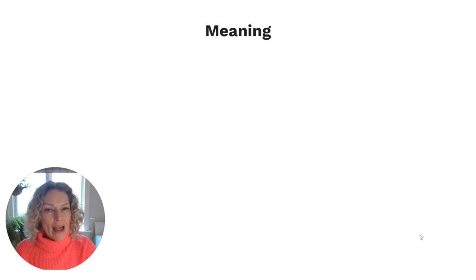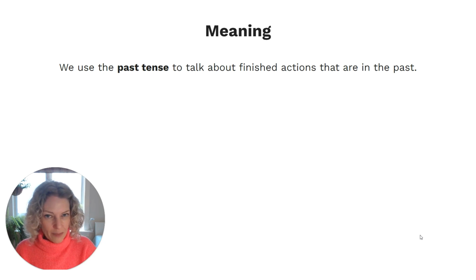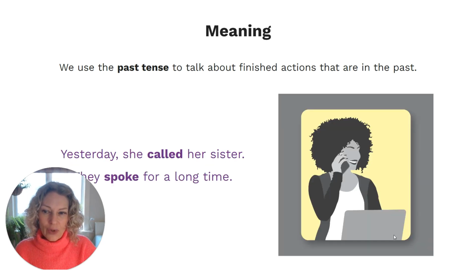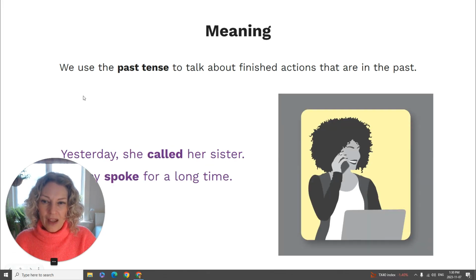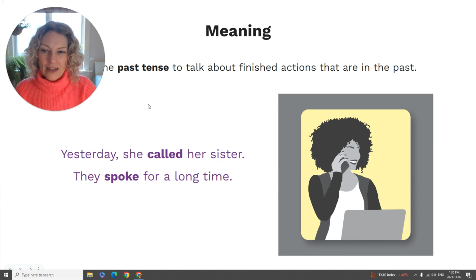So the past tense, just like the name sounds, is used to talk about finished actions that are in the past. So here's an example. Yesterday, she called her sister. They spoke for a long time. So called is an example of a regular past tense verb because it ends in an ed, and spoke is an example of an irregular past tense verb.